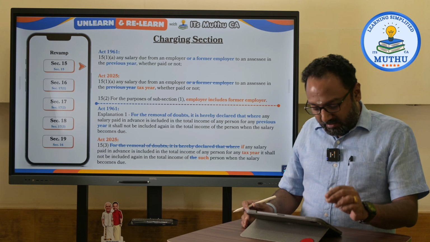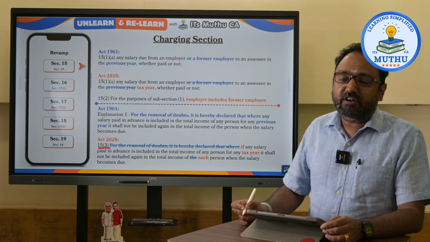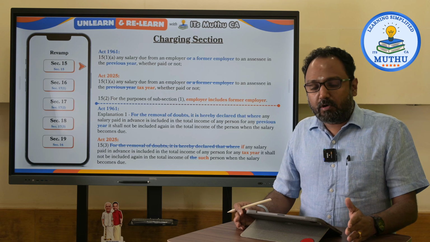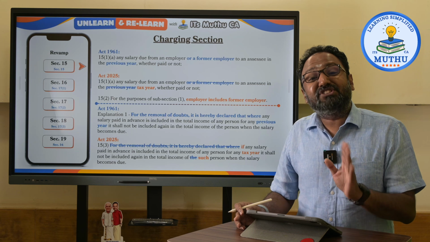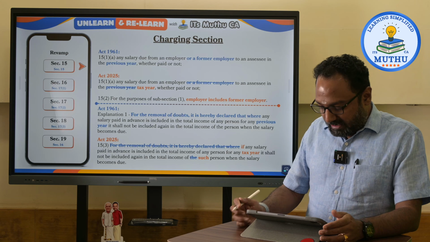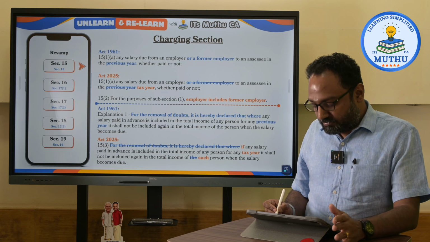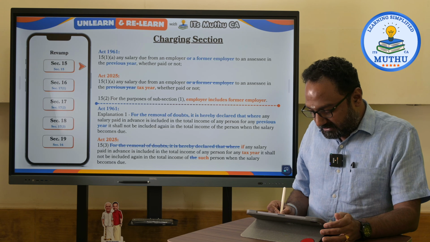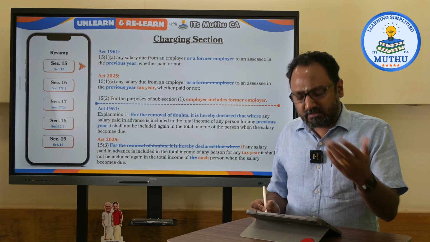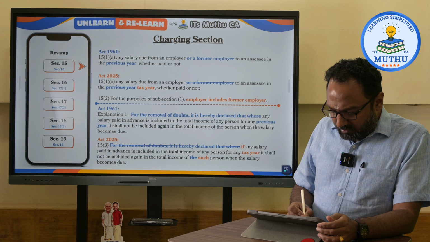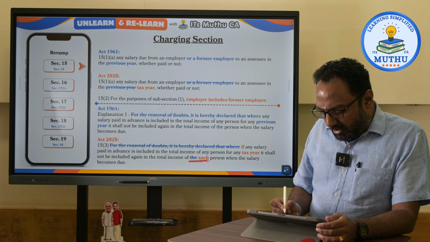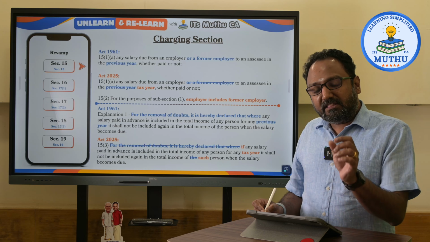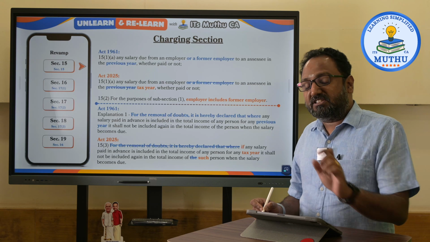Now in Act 2025, it is included as a subsection in 15.3. So 15 subsection 3 does not include the words "for removal of doubts" because it's no more a clarification, it's a statement. So it directly enters into the subject. If any salary paid in advance is included in the total income of any person for any tax year, because there is no more previous year, so again the word tax year is used, it shall not be included again in the total income of such person. So what do you mean by such person? Typically the word "the" is removed and "such" is included.